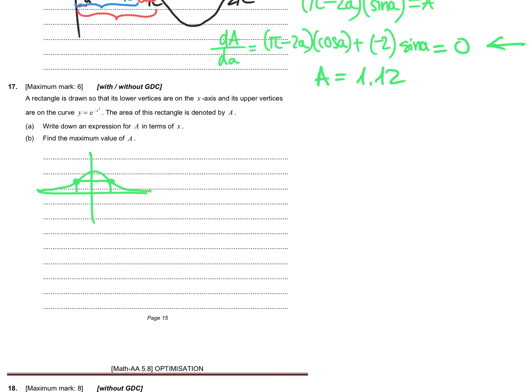All right, because it's got to be symmetric. So if this is x, this is negative x. So this whole distance for the area is 2x. And then the height there is going to be the point x, e to the negative x squared. So that is the height, e to the negative x squared. So the area is going to be 2x length times height, e to the negative x squared. All right, so now we can just do this the same as last time.